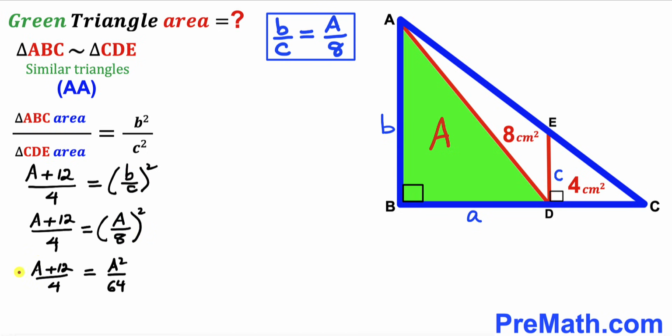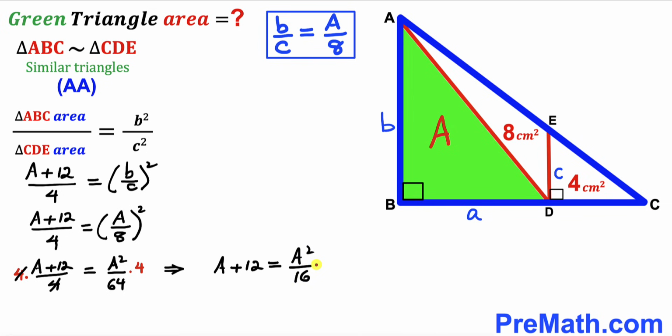And now I'm going to multiply both sides by 4, and I'm going to multiply 4 on the right hand side as well. And here we can see 4 and 4 is gone. So therefore we end up with A plus 12 equal to A square divided by 16. And now I'm going to multiply both sides by 16 to remove this fraction. And here we can see 16 and 16 is gone, and here I'm going to distribute 16 over here.